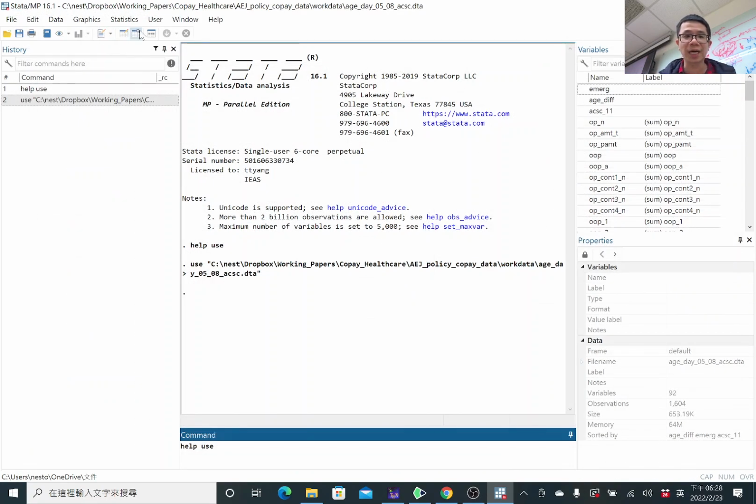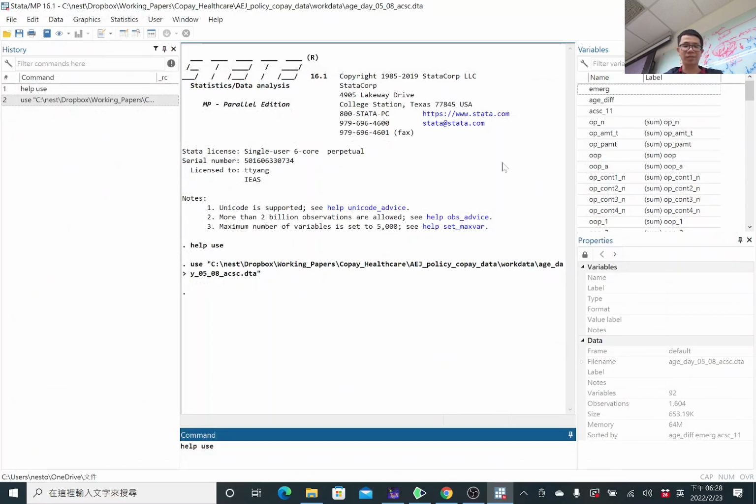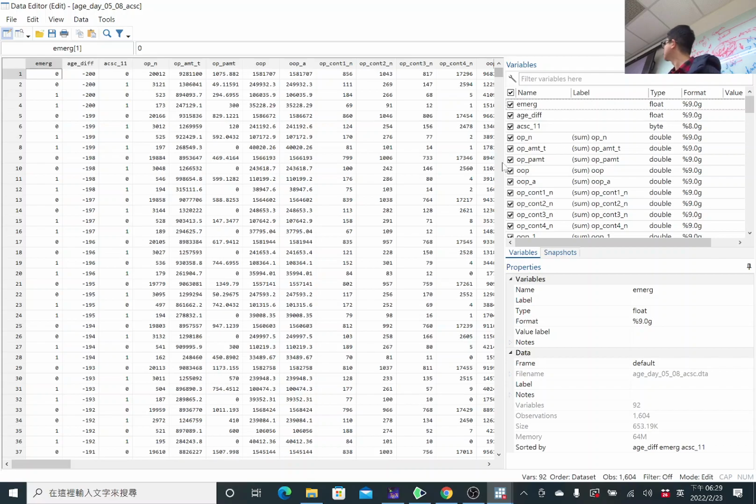So there's the data editor. This is for browse, and this is for edit. If you click this, you can edit the numbers. But I don't suggest you do that. Don't create fake numbers. So for browse, typically if you just want to look at the data, you can just browse. Or you can type Control 8. If you type Control 8, it also directly gives you the data browser.